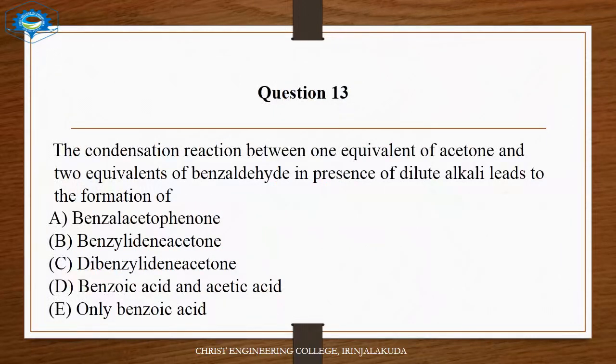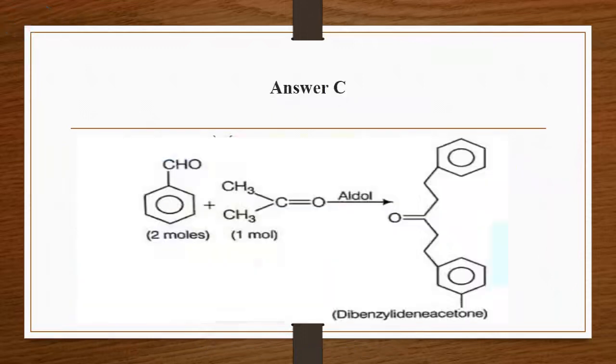13. The condensation reaction between one equivalent of acetone and two equivalents of benzaldehyde in presence of dilute alkali leads to the formation of option A, benzyl acetophenone, option B, benzylidene acetone, option C, dibenzylidene acetone, option D, benzoic acid and acetic acid, option E, only benzoic acid. What will be the answer? The answer is C.